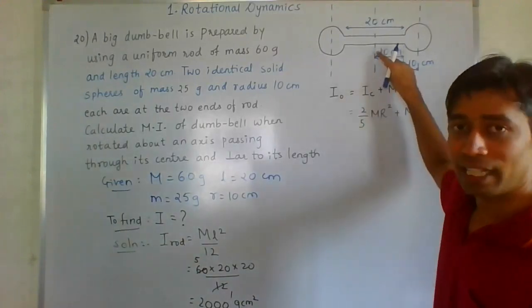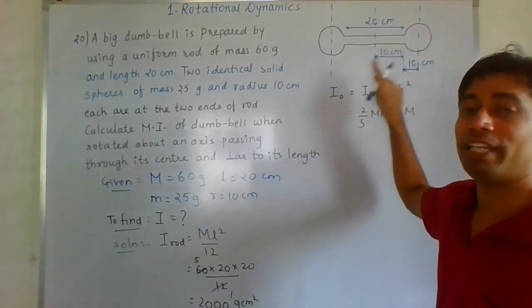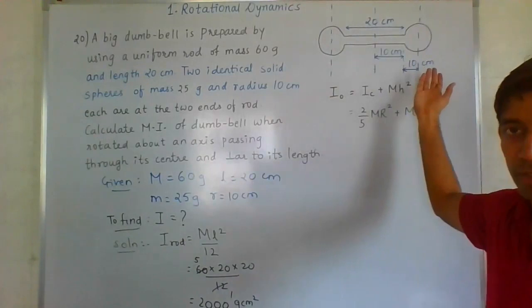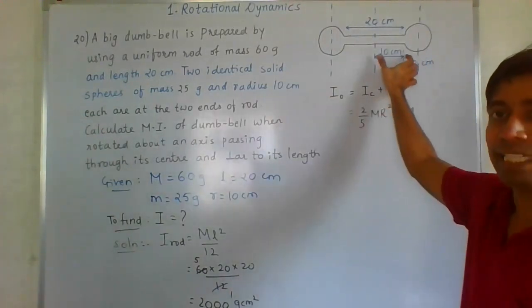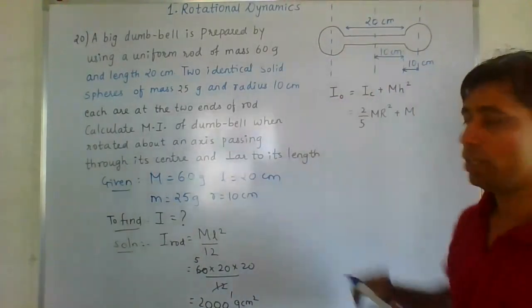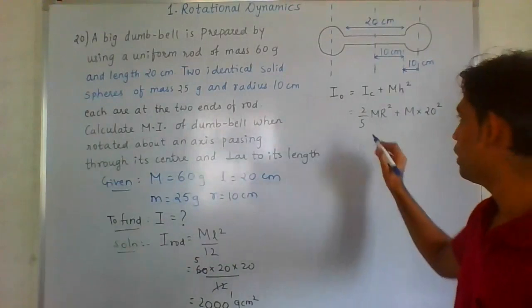So, हमको यहाँ से find करना ये axis है. So, ये दोनों के बीच में distance कितना होगा? It will be equal to 20 centimeter, which I have shown on this side. ये side भी आप observe कर सकते हैं. ये 10 and ये 10. So, that is how we get 20. Here also it will come as 20. Okay, so यहाँ पर आएगा 20 square. बस इसको solve करते हैं.